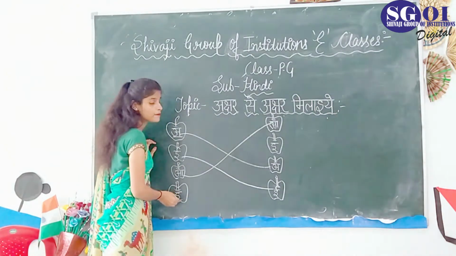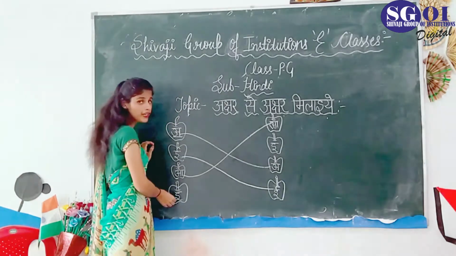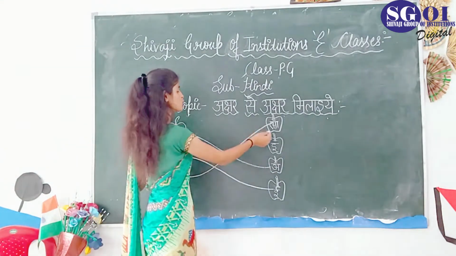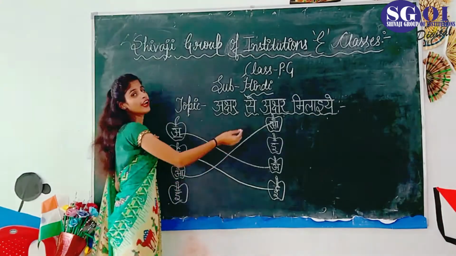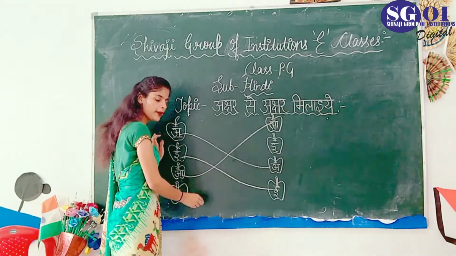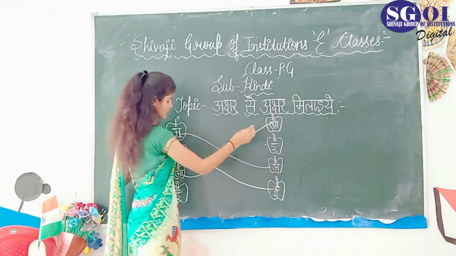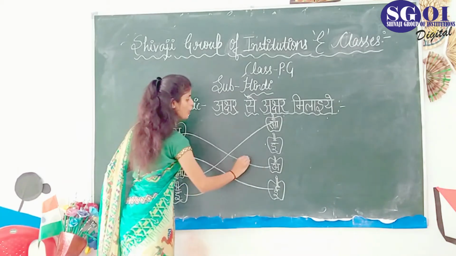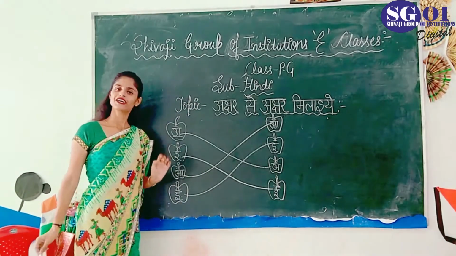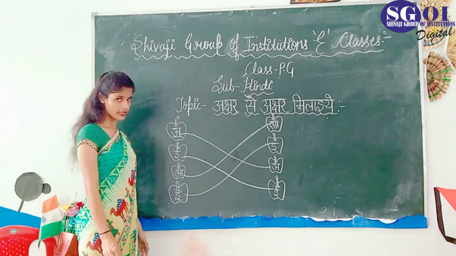Now this is last akshar. This is छोटी ई से इमली. So we have to match छोटी ई से इमली with the letter of इमली. Both the letters we have to match to each other. This is छोटी ई से इमली and this is छोटी ई से इमली. So come on, match it. Clear?